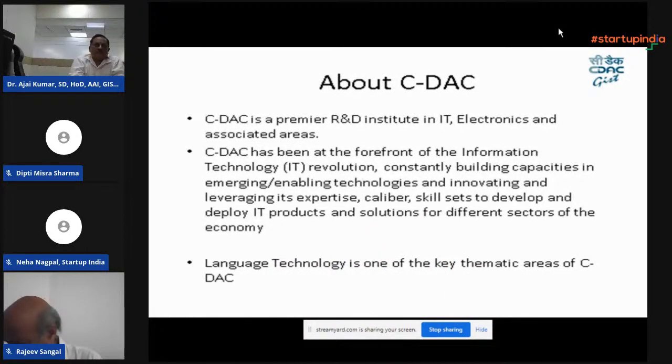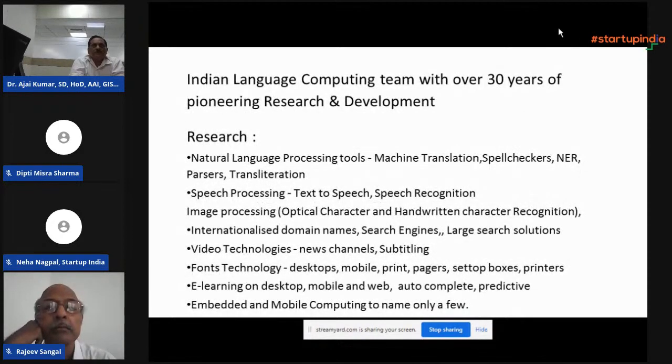You can see the third point. Language technology is one of the key thematic areas of CDAC. There are different areas: HPC, quantum computing, language computing, and language computing is the major thrust area of CDAC. In language computing, CDAC is working in different areas. We can say all the areas of NLP, whether it is machine translation, IR, speech, or spell checker, all the components required to make those systems functional, all the sub-components we are working on.